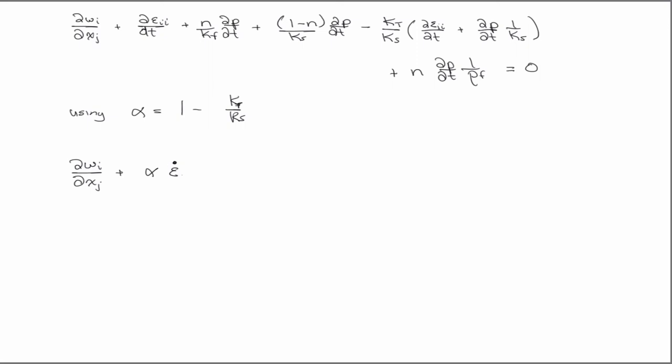I'm also going to use a dot to represent the time derivative. Where Q is just a constant, or it's easier to write 1 over Q. So this is our third equation.